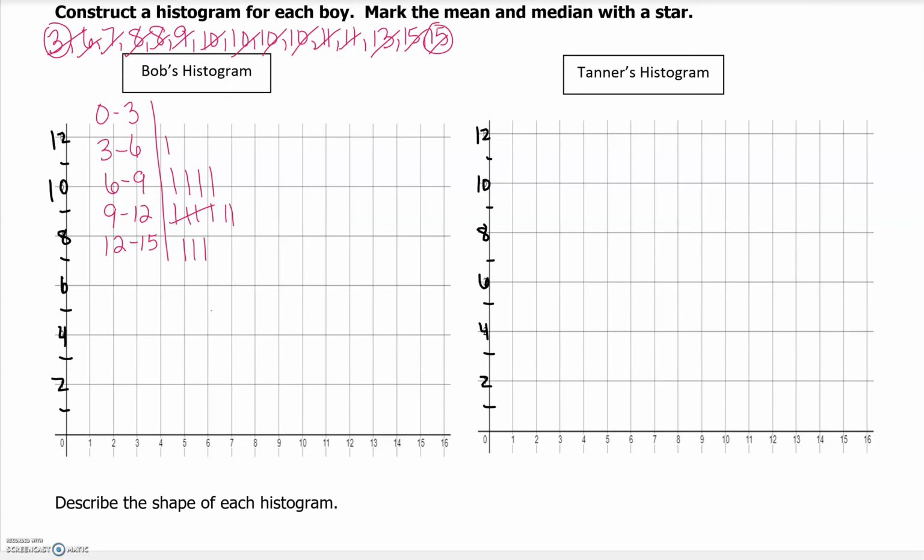So now I'm going to count up how many I have in each group. I have 1 for group 3 through 6. I have 4 for group 6 through 9. I have 7 for group 9 through 12. And I have 3 for group 12 through 15.